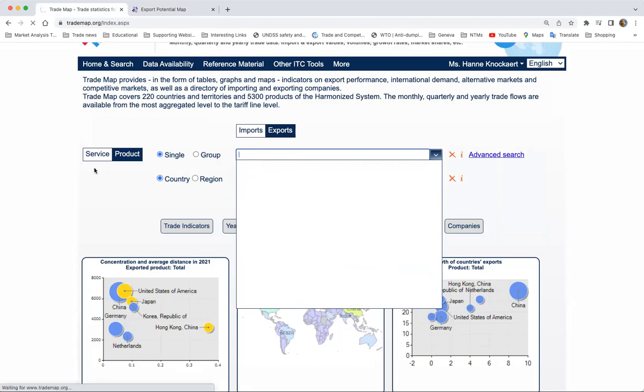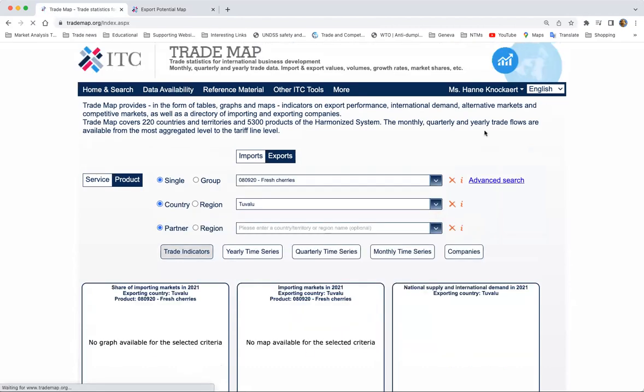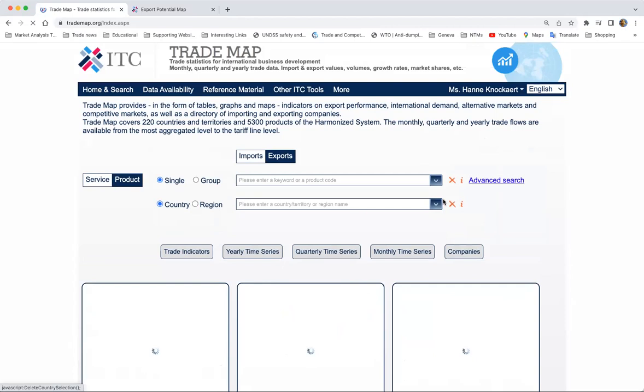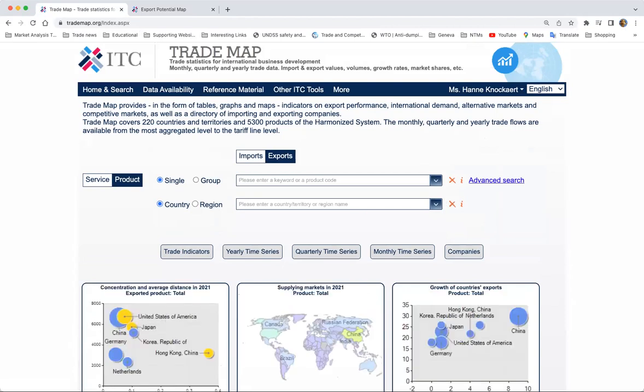I'm going back to my trade map homepage because now I know more or less what I'm looking at.